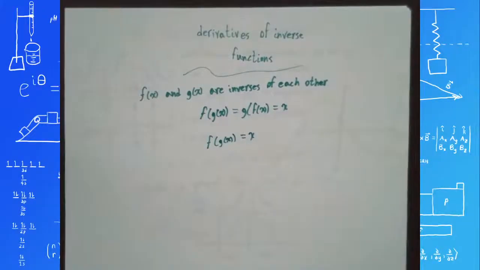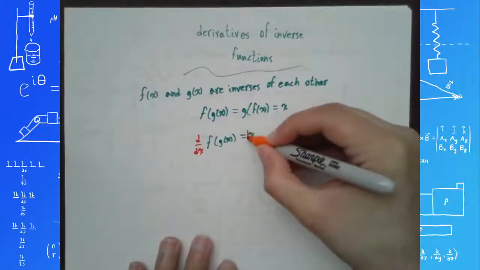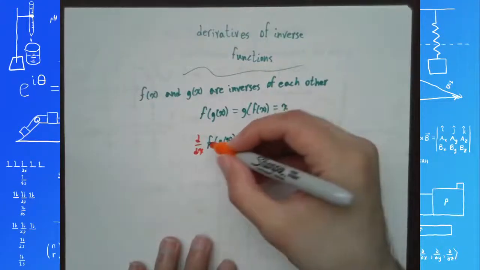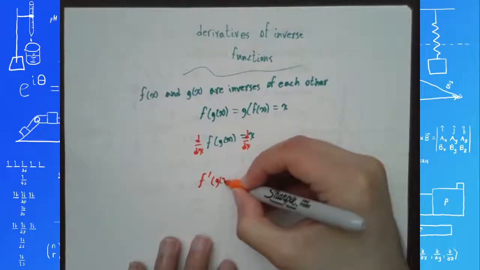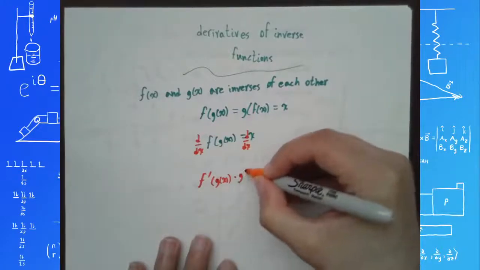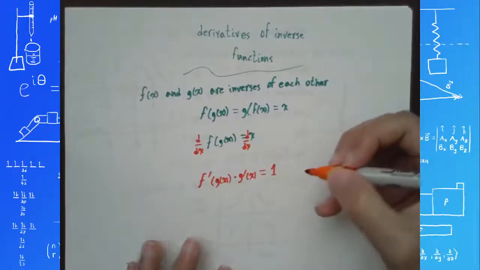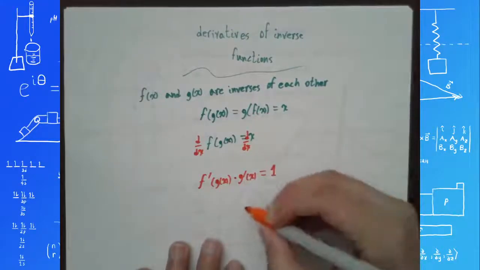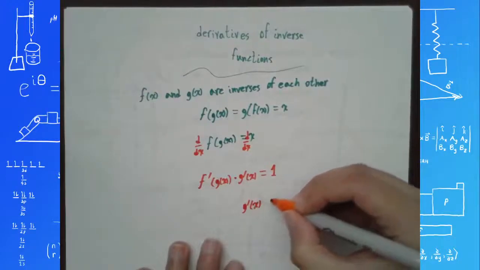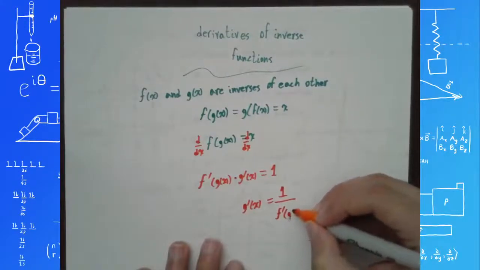And if you take the derivative of it, if I take the derivative on both sides, then derivative of f of g of x, that's just chain rule, f prime of g of x times g prime of x equals derivative of x is 1. And so, to solve for g prime of x, I would get g prime of x equals 1 over f prime of g of x.